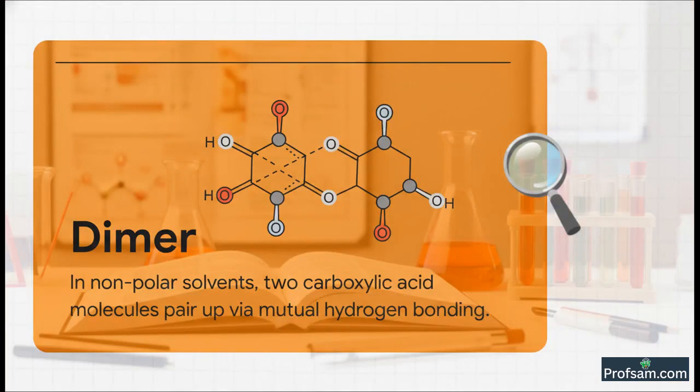In fact, they're so social that they often form pairs. In nonpolar solvents, or even in the vapor phase, two carboxylic acid molecules will pair up. One molecule's OH group forms a hydrogen bond with the other C equals O group, and the second molecule does the same thing back to the first one. This stable unit of two molecules held together is called a dimer.